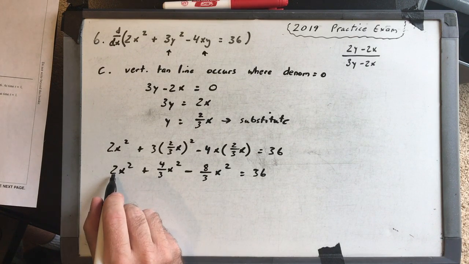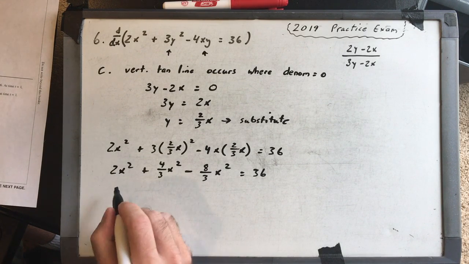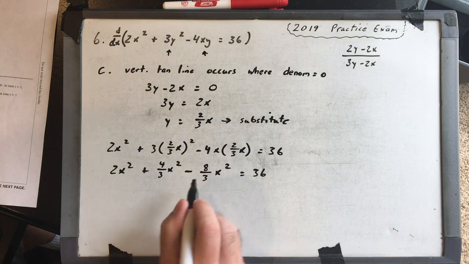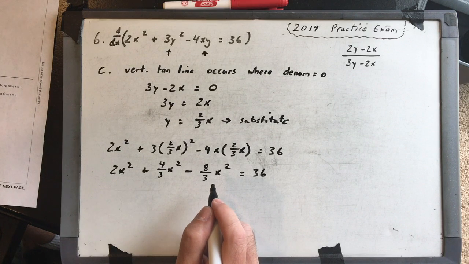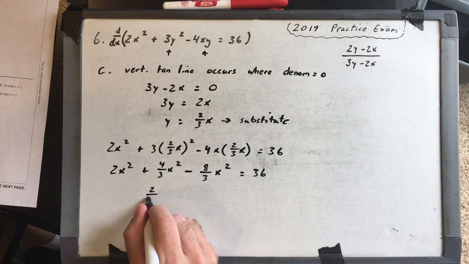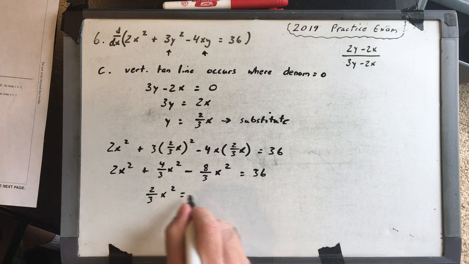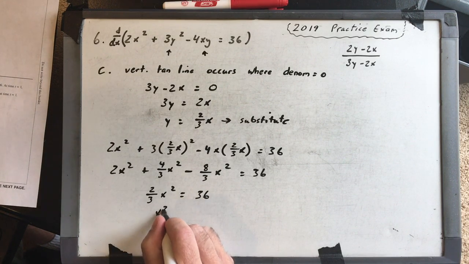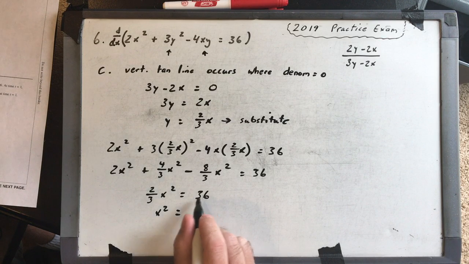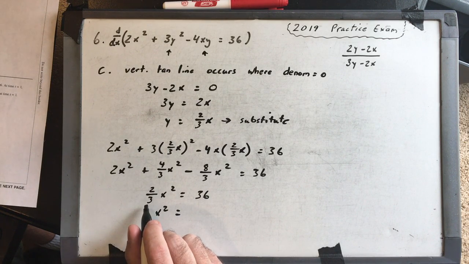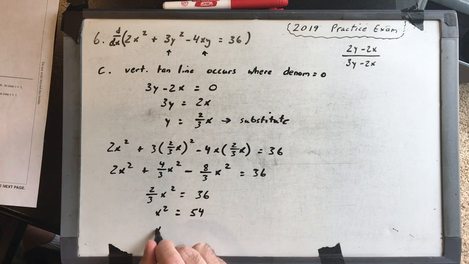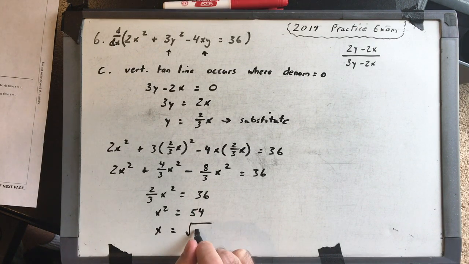Let's do this in thirds. So 2, that'd be 6/3, right? So 6 plus 4 is 10, minus 8 is 2. So 2/3 x squared is equal to 36. You'll have your calculator. X squared is equal to 36 times 3. All right, that's 108 over 2 is 54. So x is going to be the square root of 54.